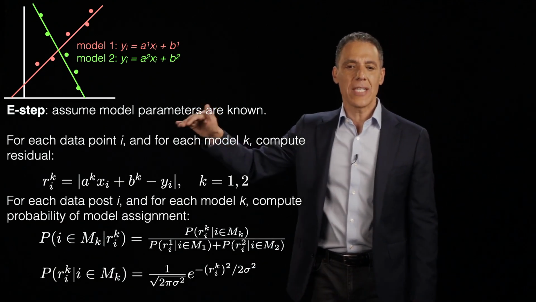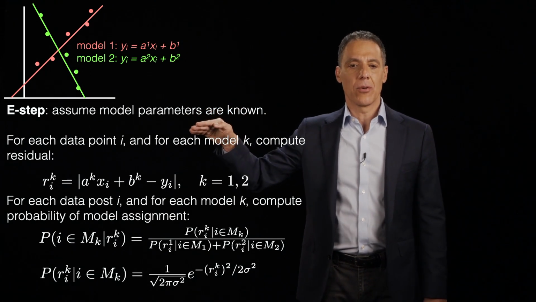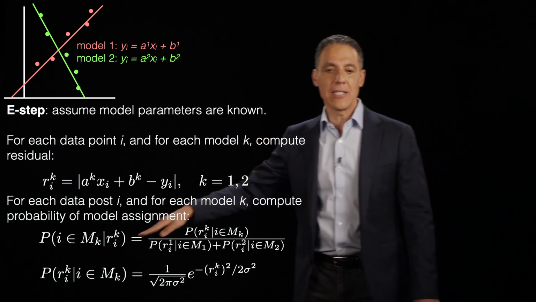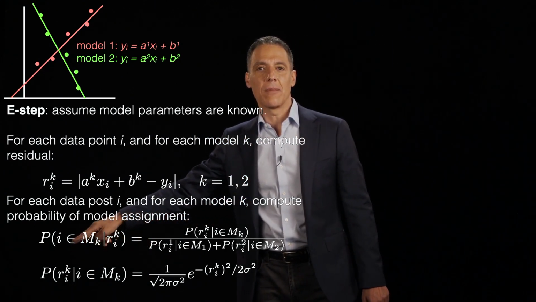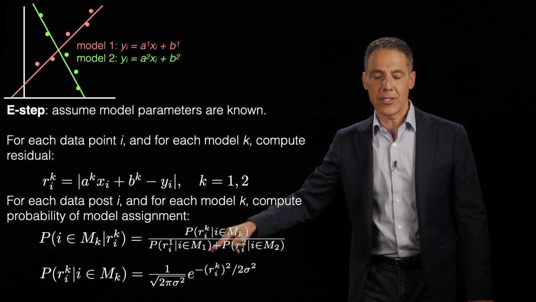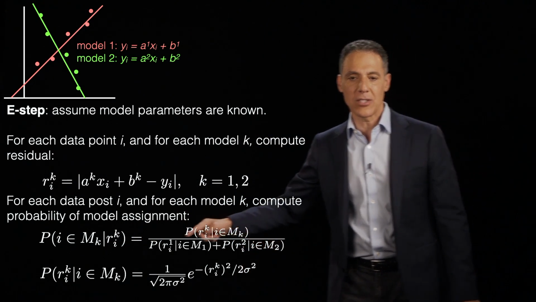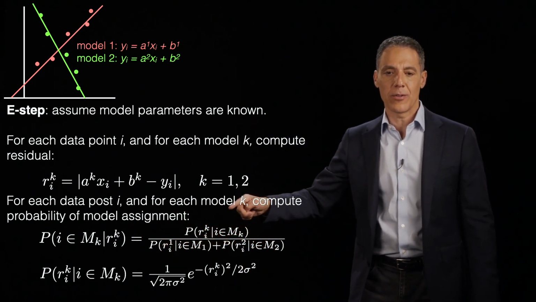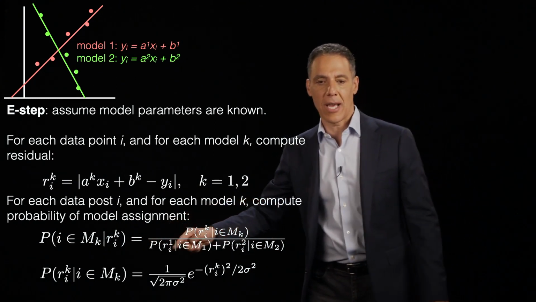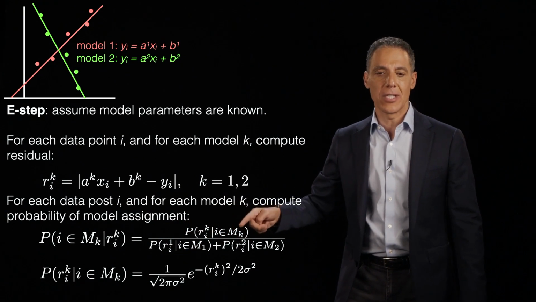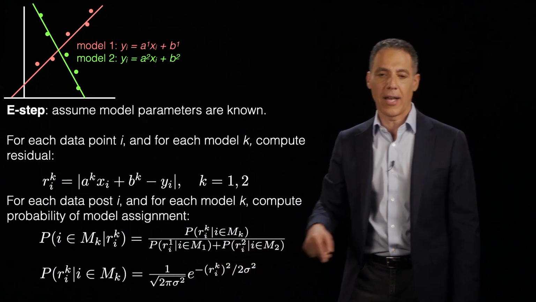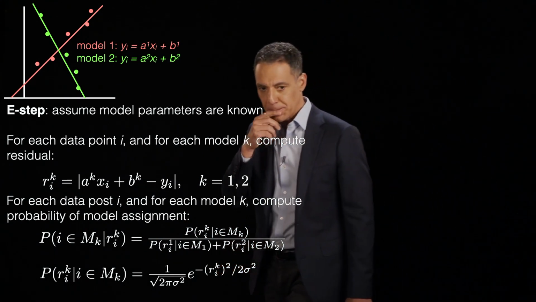All right, so what does the E step do? Assume the model parameters are known. For each data point and each model, compute that residual. Shove that residual into this probability distribution where each of the terms in the numerator and the denominator is simply this. Notice that all of these terms are the same. The only thing that's different is whether k is equal to 1 or k equals 2. Each of these probabilities can be modeled with a Gaussian, where you're simply substituting out the k and the I based on which data point and which model.